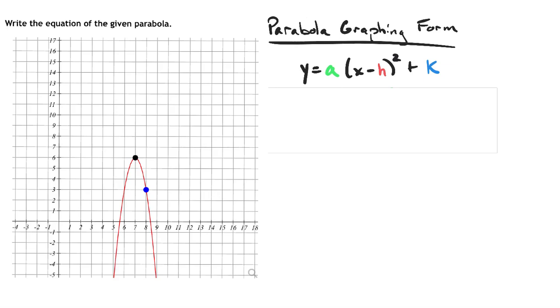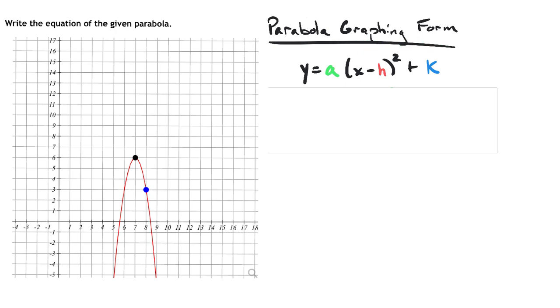In this question, the goal is for us to take a look at a graph of a parabola and write the equation. As we look at this graph, we notice that what we have is this coordinate point right here, which is an important point because it's the vertex, and we have this other coordinate point. That allows us to be able to talk about the equation in terms of its graphing form.